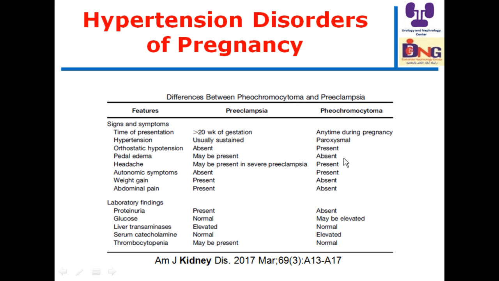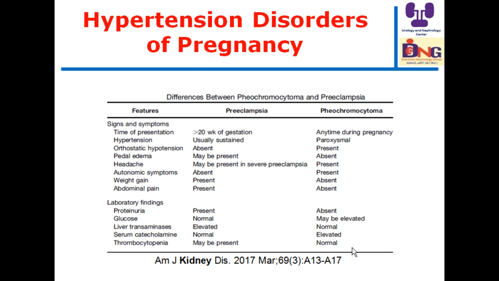Autonomic dysfunction is there. Weight gain is absent. Abdominal pain is absent. Proteinuria is absent. There may be elevated glucosuria. Liver transaminases are normal. Catecholamines are elevated and platelets are normal. So these discriminate pheochromocytoma from preeclampsia.